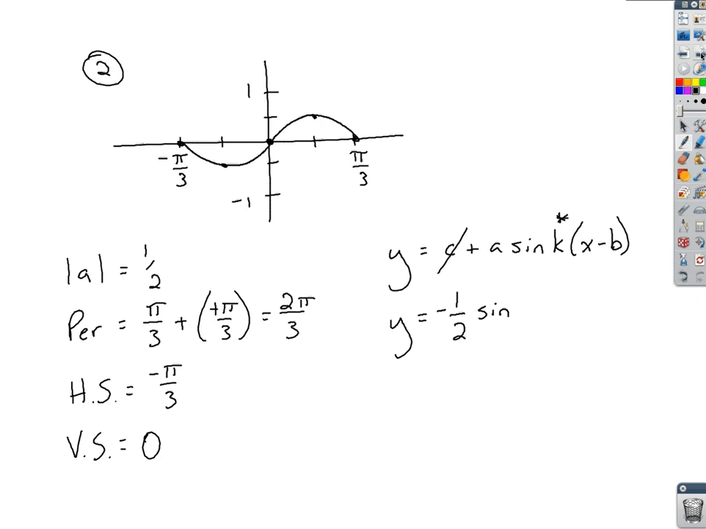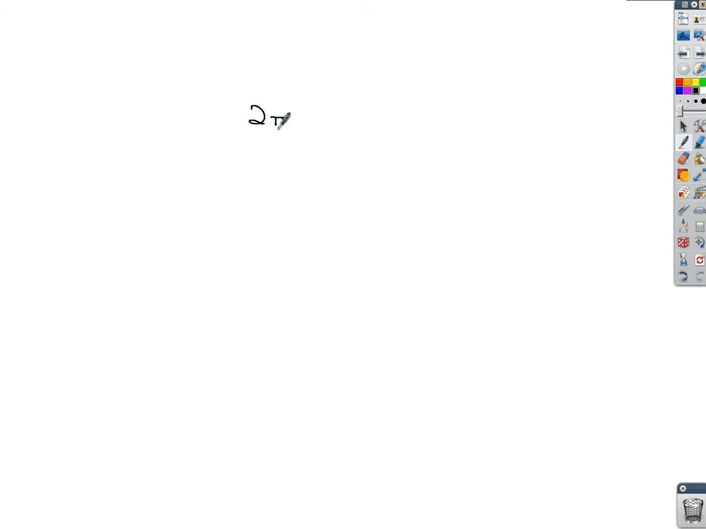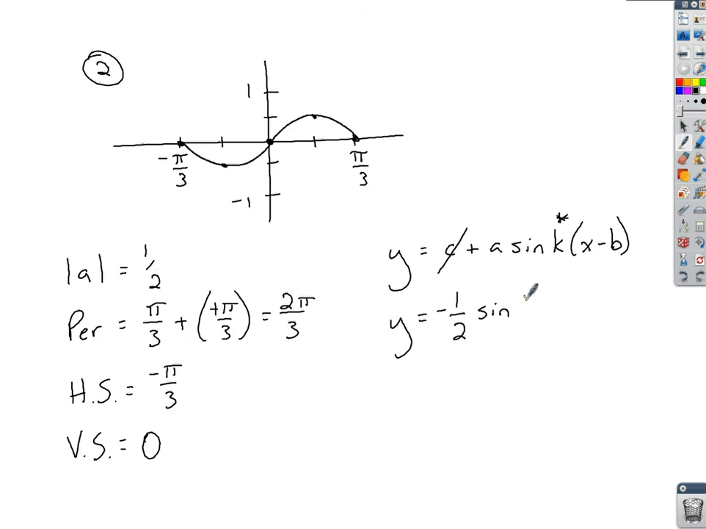So if the period is 2 pi over 3, that's going to be equal to the formula to find the period. Hopefully we don't have to go through any solving here to figure out what k is, because what is k? K is 3, right? If you had to, like the last one, you cross multiply and find out the same thing. So k is 3, multiplied to the quantity x minus b. B was the horizontal shift of negative pi over 3. So we're subtracting negative pi over 3. We add it on. There is your equation that represents this curve.